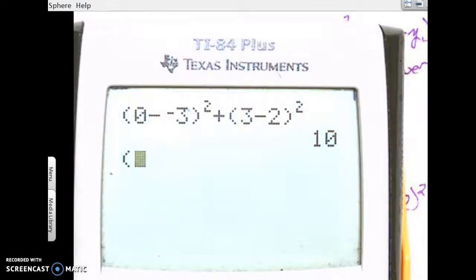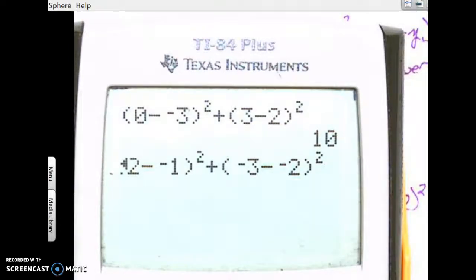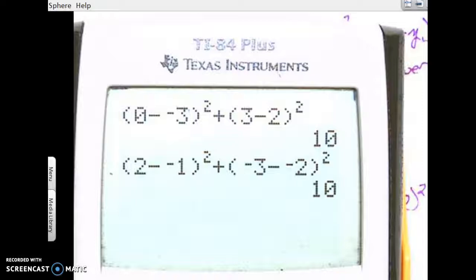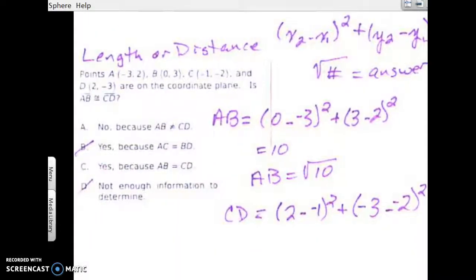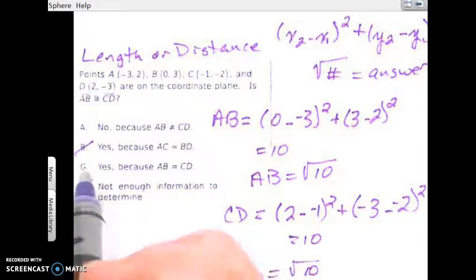Parenthesis 2 minus negative 1 close squared plus parenthesis negative 3 minus negative 2 close squared. And again, I get that number 10. So I know that the length of CD is also the square root of 10. Since the length of AB is equal to the length of CD, I know that I have a yes, segment AB's length is equal to segment CD's length.